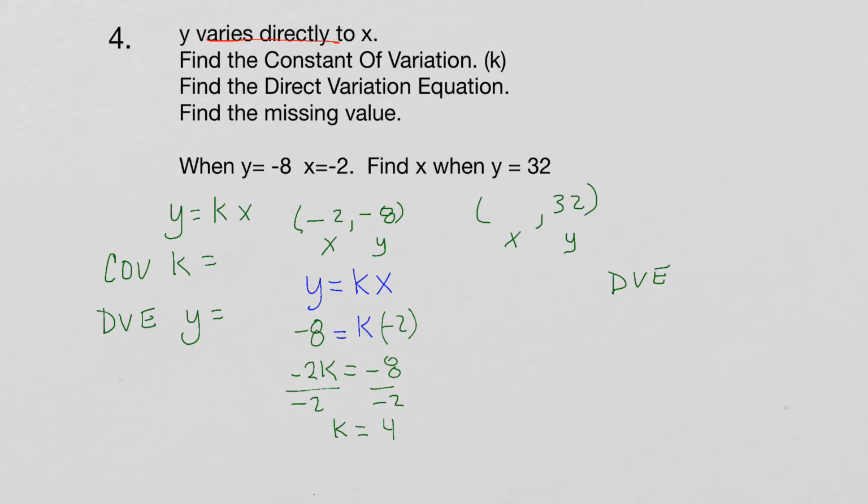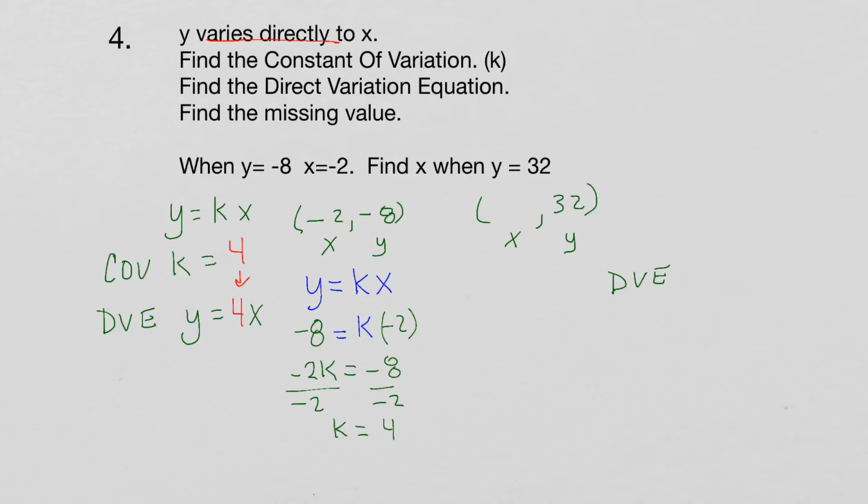So now I know what k equals. So k equals 4, and I'm going to use that to write my direct variation equation, which is going to be y equals 4x. So now I have my direct variation equation, and I also have my constant of variation.